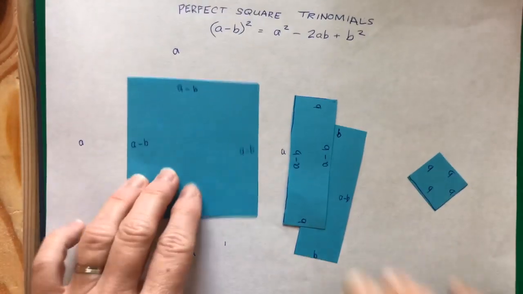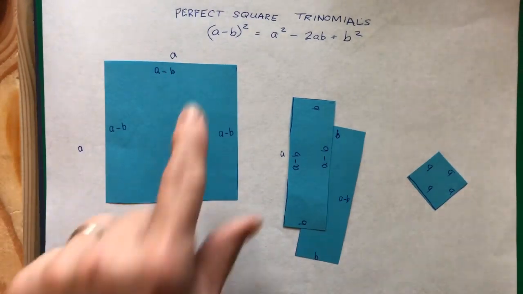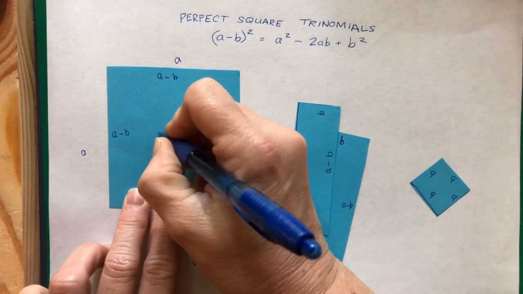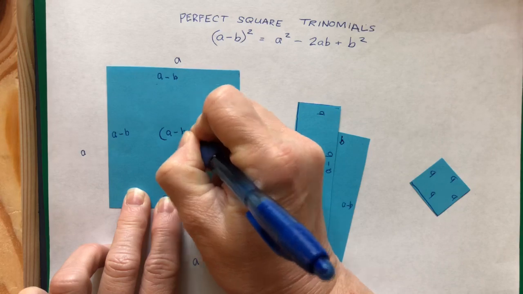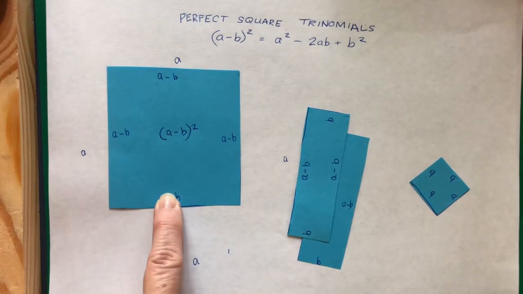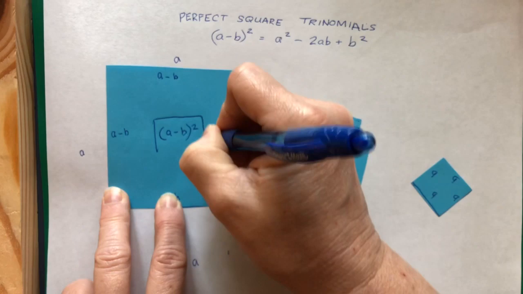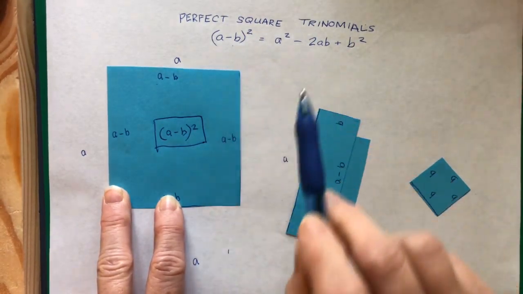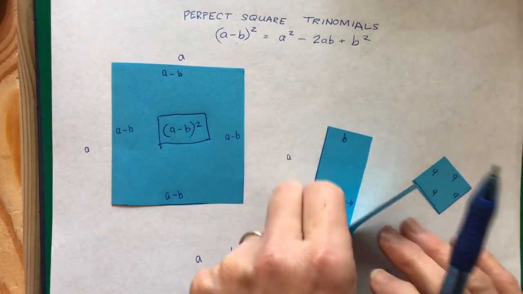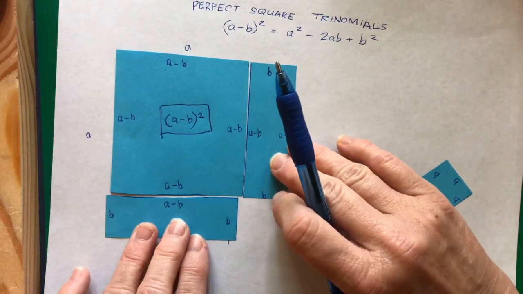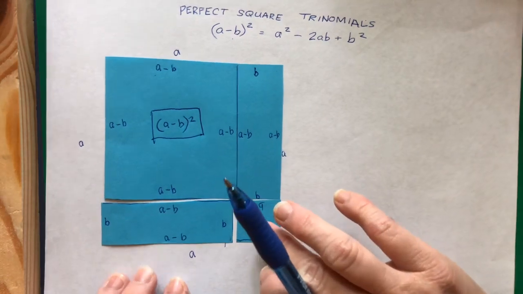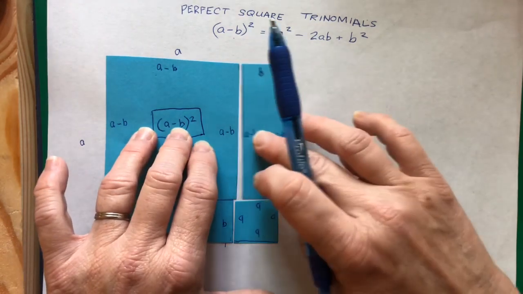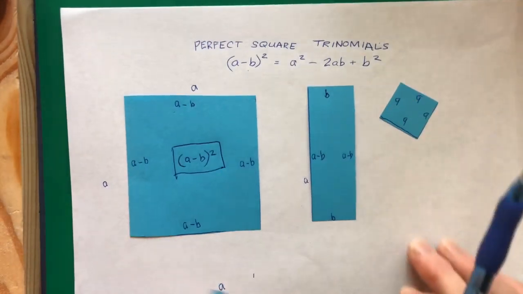All right, so now here's my square that is my perfect square. It's a minus b squared. See, this a minus b is the length and also the width, so that's the area of this one. So we want to see what this is equal to. If we started with this whole square, then what we could say is that we had this and we subtracted all these parts from it, right?